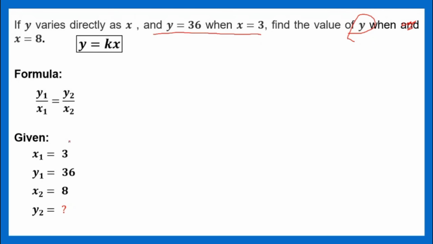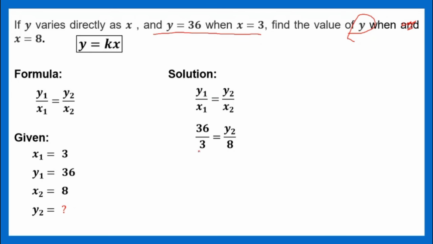Kompleto na ang given. Okay na ang formula. So, yung y sub 2 ang nawawala. Kaya na siyang masolve kasi given naman yung tatlo. So, y sub 1 over x sub 1 is equal to y sub 2 over x sub 2. So, substitute lang natin lahat ng values. So, si y sub 1 daw ay 36, check natin.